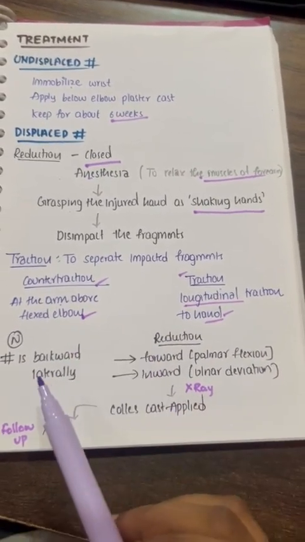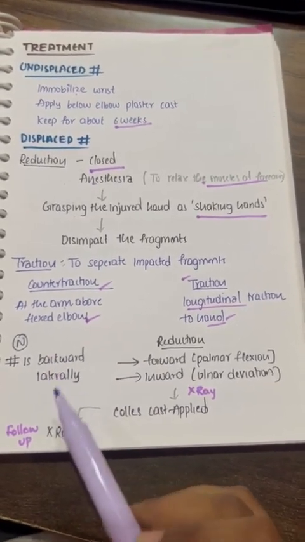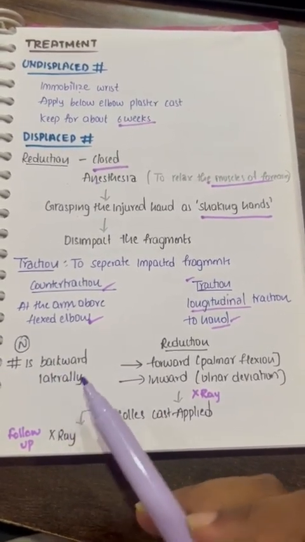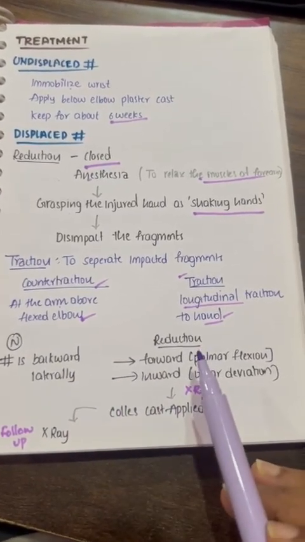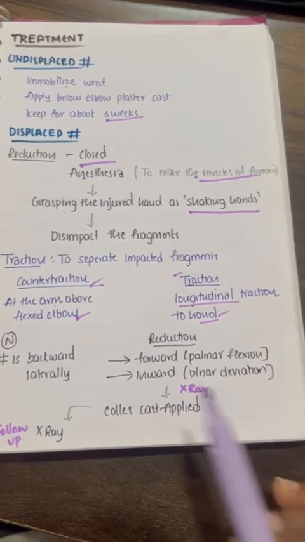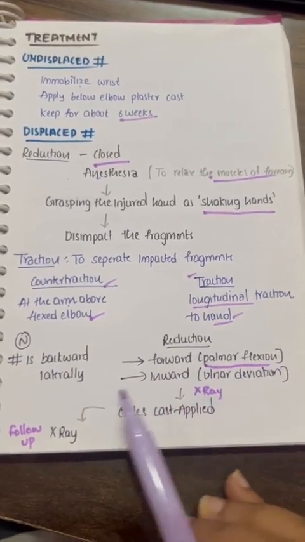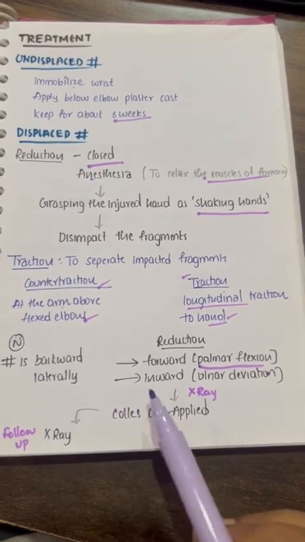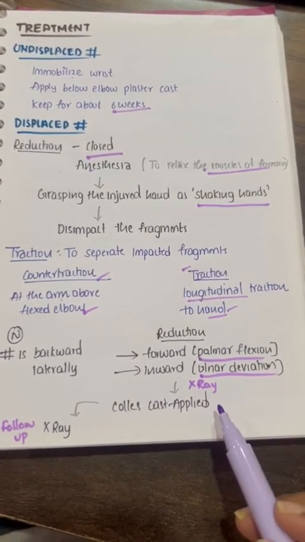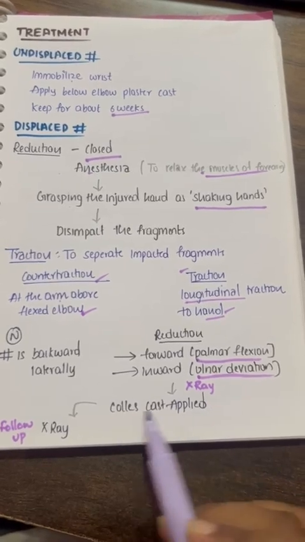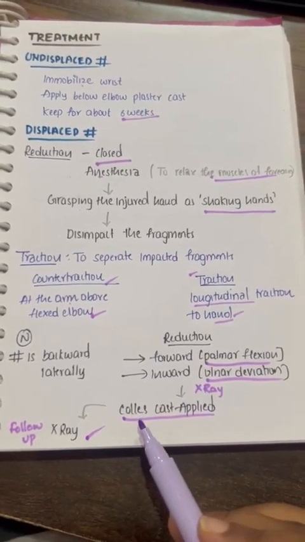And coming to the correction of the deformity, normally the fracture is, as we talked, displaced backward and laterally. So the reduction should be in the opposite direction. For backward, we correct it forward by palmar flexion technique, and for lateral, we correct it inward by ulnar deviation. And then we take an x-ray. If it's good, we apply the Colles cast, and then afterwards we do follow-up x-rays.